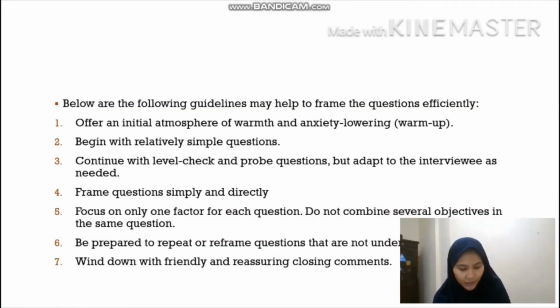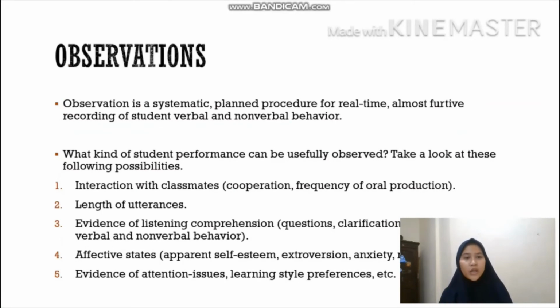Jadi ini ada di halaman 266. Mungkin teacher bisa mengikuti following guidelines di sini, dia membantu mereka untuk menanyakan pertanyaan-pertanyaan sebelum merangkai pertanyaan sebelum melakukan interview.